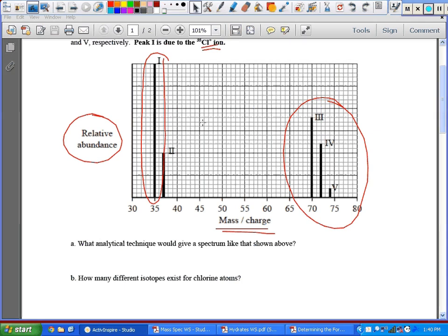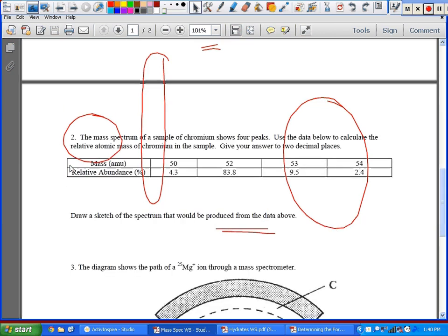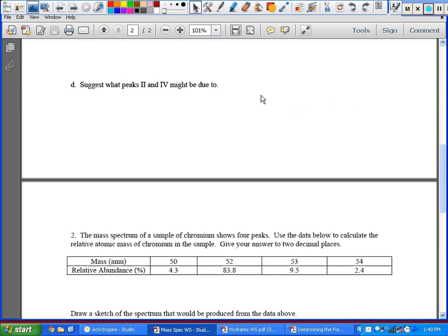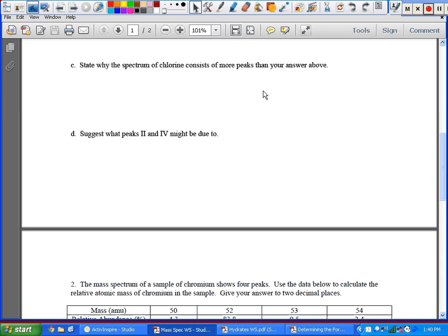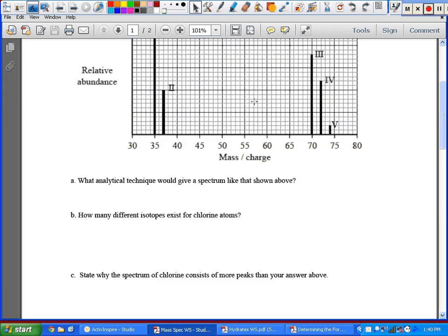All right, the last thing I want to show you, we've covered all these other questions. Did we do C and D of this part? I don't think we did C. All right, let's look at C real quick. Let's do B first. How many different isotopes exist for chlorine atoms? Do not say 5. How many different isotopes exist for the chlorine atoms?